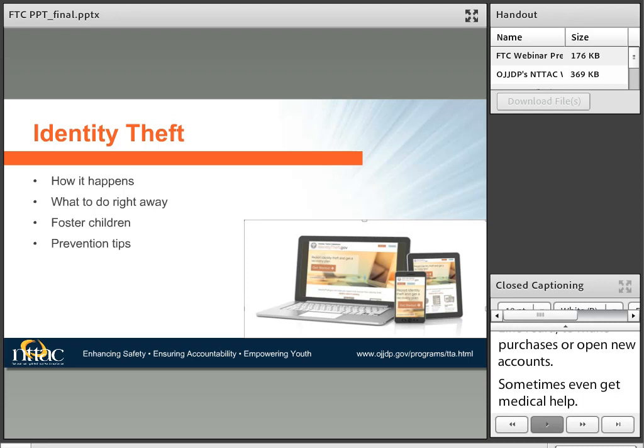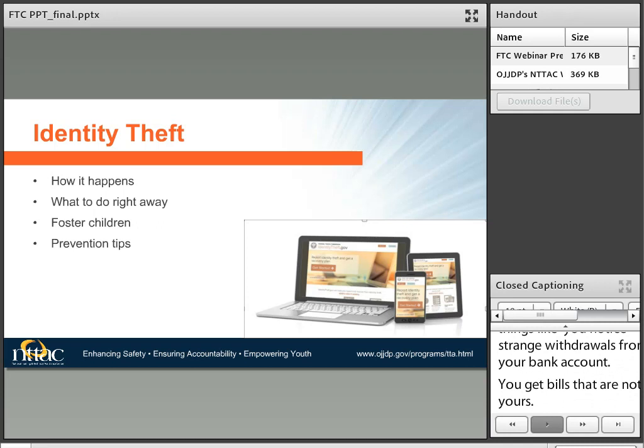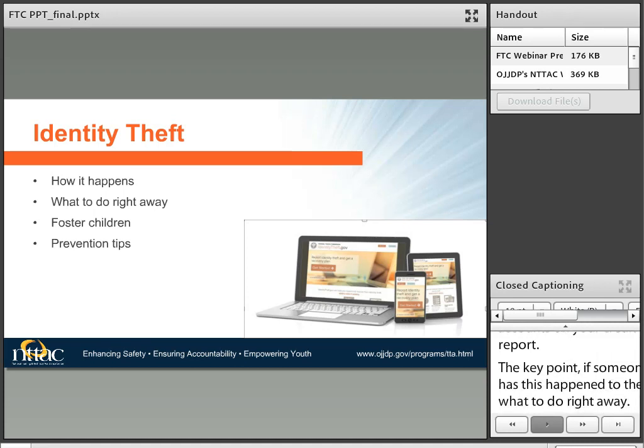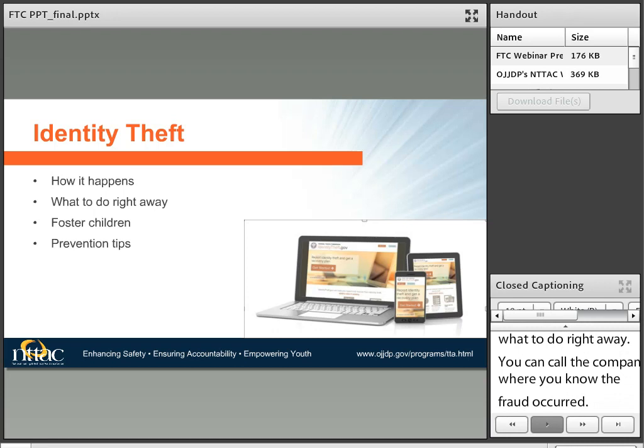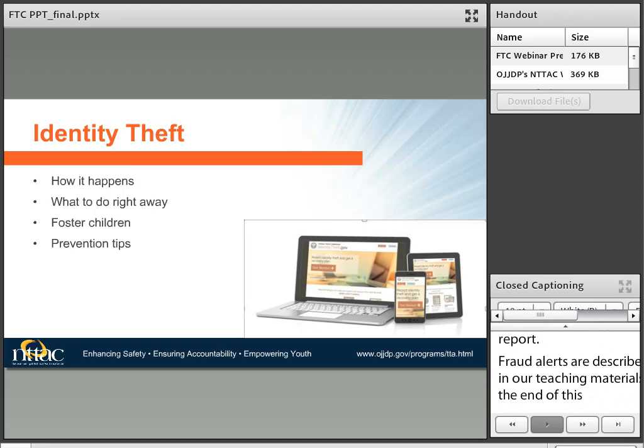So the key points, if someone has this happen to them, is what to do right away. You want to call the companies where you know the fraud occurred, and you want to place a fraud alert on your credit reports and get copies of your report. Now, fraud alerts are described in our teaching materials at the end of this segment, so I'll wait until we get there. And you want to report the identity theft to the FTC at ftc.gov/complaint. And then you'll see a menu, and you just click on the section for identity theft. Lastly, you want to file a report with your local police department.